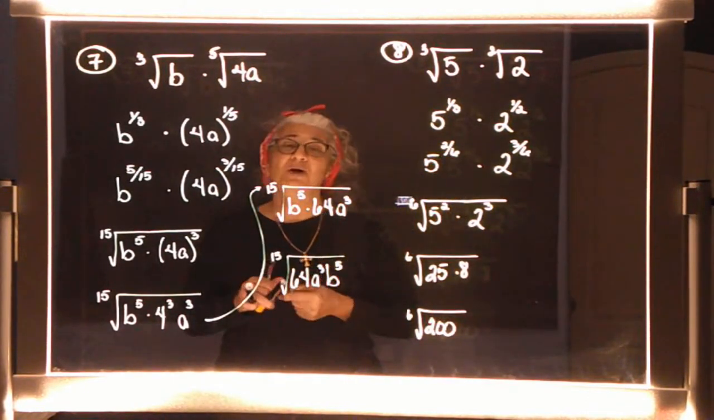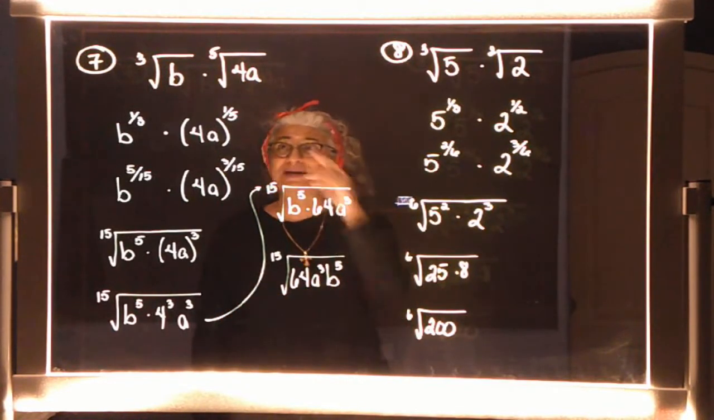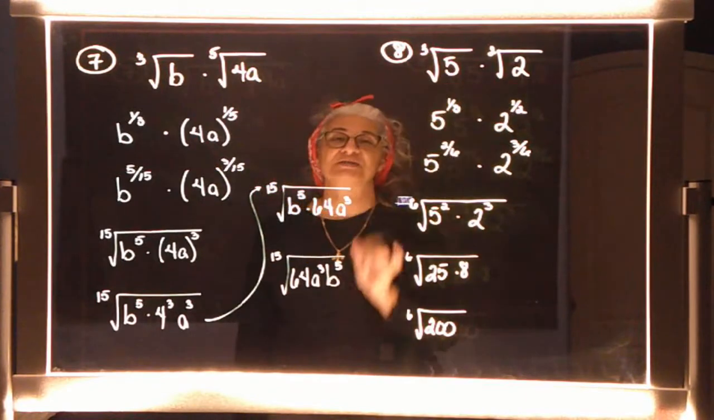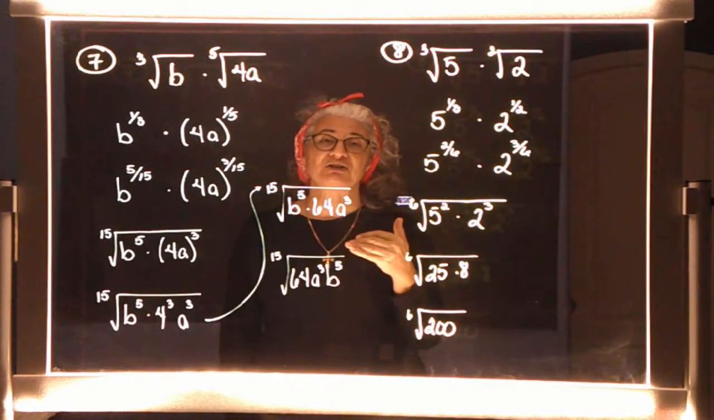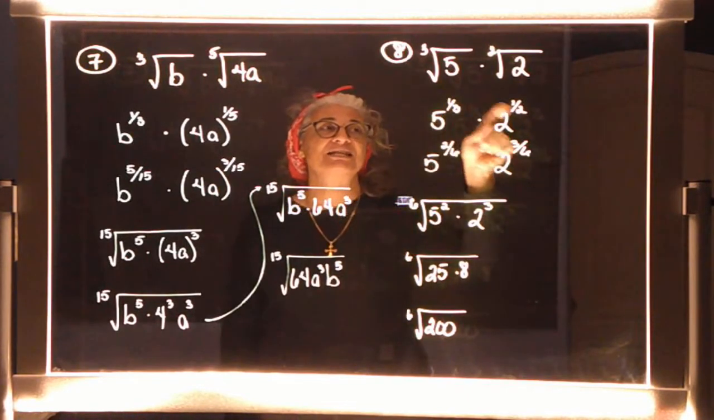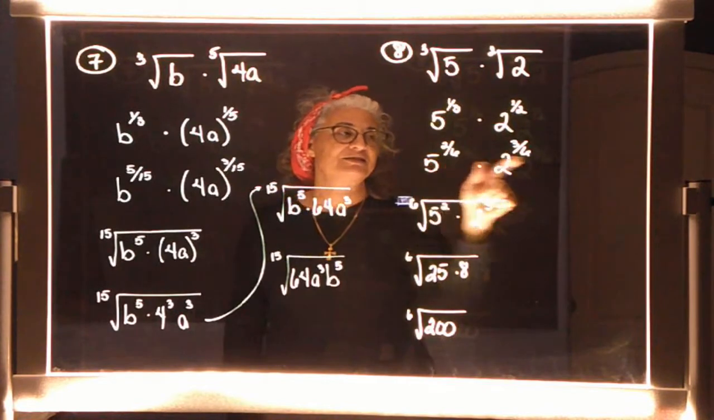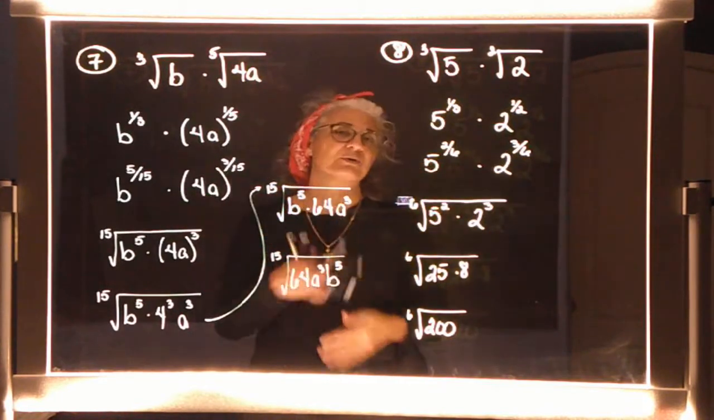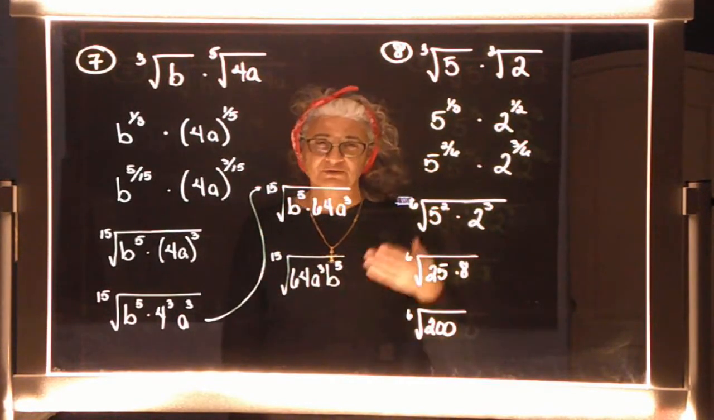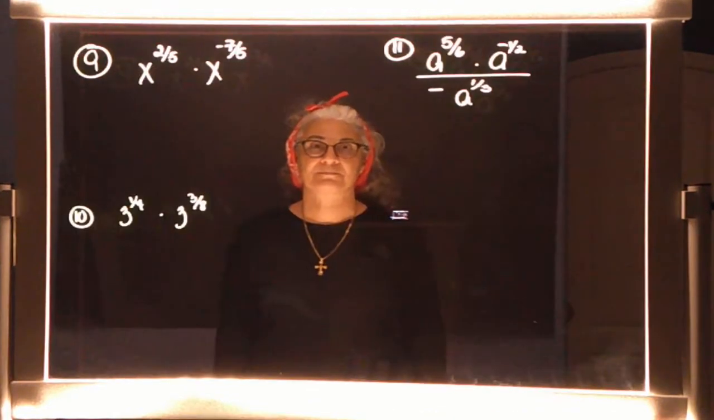So these two problems are very good examples of what to do when the bases are not the same. I'm still going to follow the pattern of, hey, let's get these radicals into exponent form. Let's get the denominators the same and see where we can go from there. Cool? Okay, hang in there. Got some more examples for us.